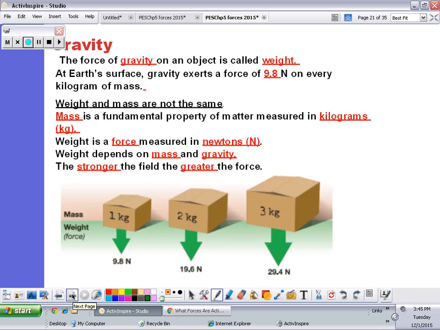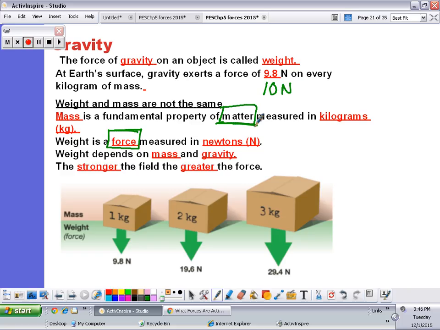Gravity. The force of gravity on an object is called weight. We talked about this and we looked at this in prior chapters when we figured out what a Newton was. We use gravity on Earth as 9.8, or sometimes you can round it to 10 newtons. Weight and mass are not the same. Mass is a fundamental property of matter measured in kilograms. Weight is a force measured in newtons. So that's the key thing, weight is a force. Mass is basically matter. It's what that object is made up of.